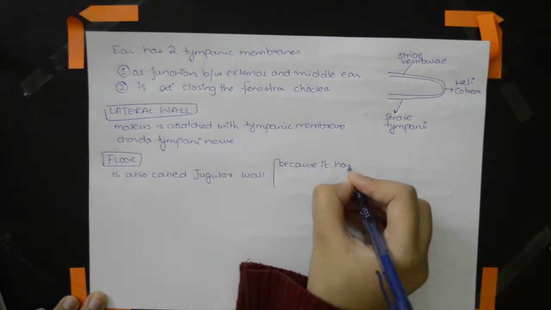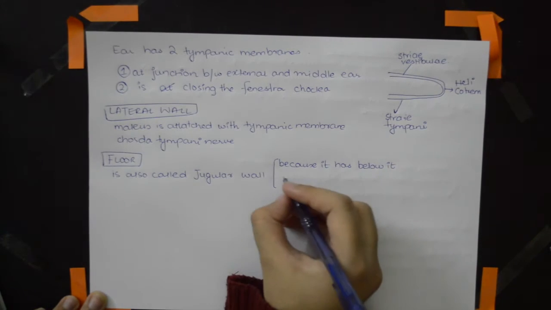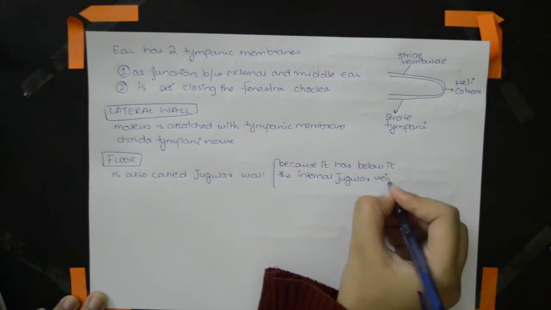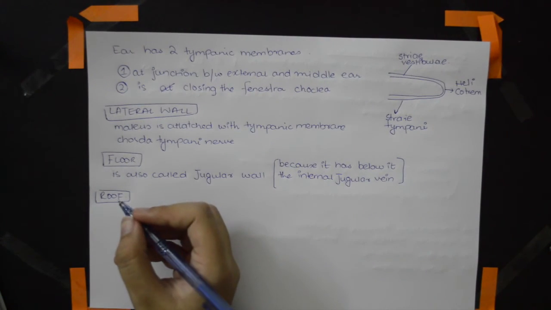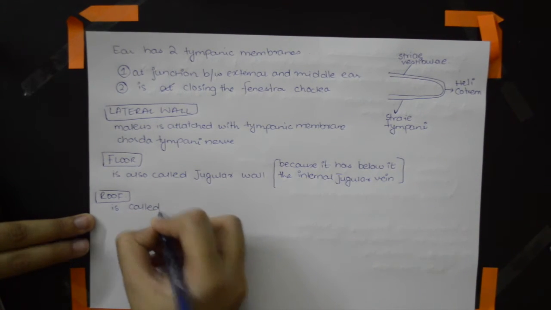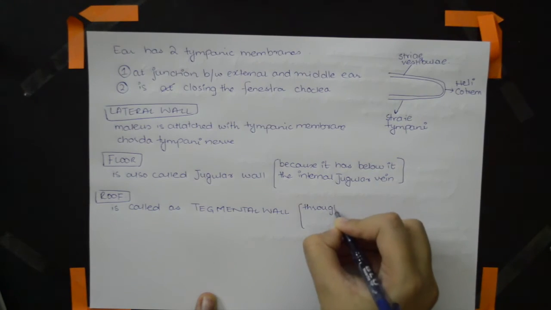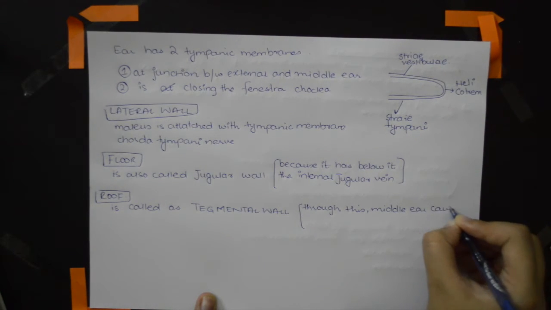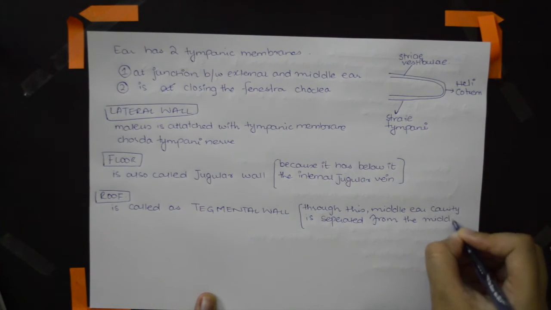because it has below it the internal jugular vein. Now the roof is called as tegmental wall. Through this, middle ear cavity is separated from the middle cranial fossa.